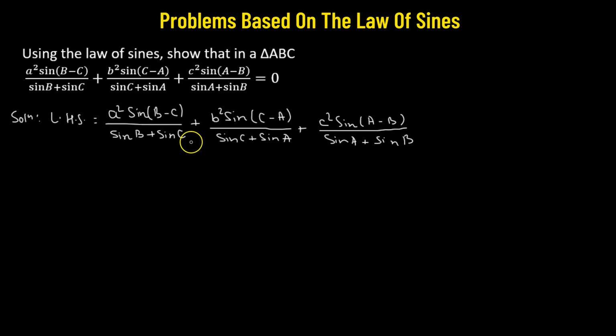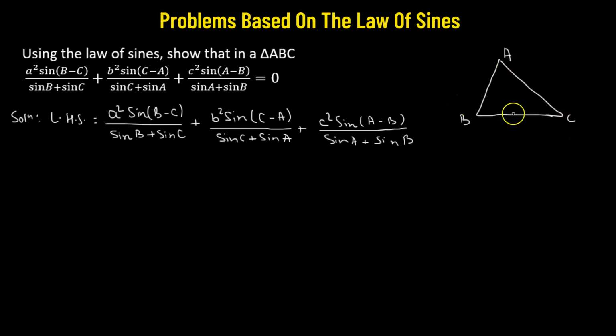Now let's use the law of sines. For that, we need a triangle. So ABC could be any triangle. It could be an acute angle triangle, it could be an obtuse angle triangle, or it could even be a right angle triangle. But for simplicity, let's use an acute angle triangle with vertices A, B, and C.